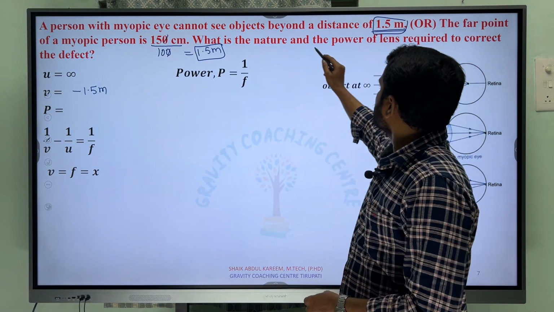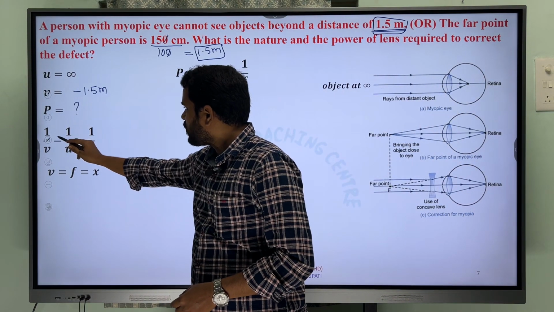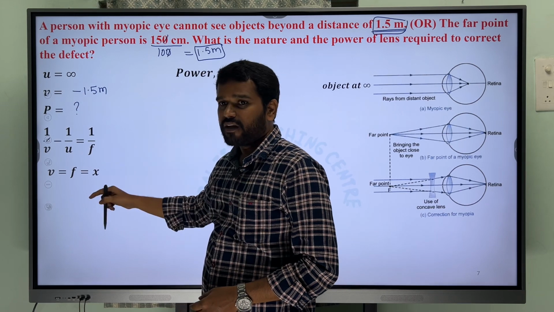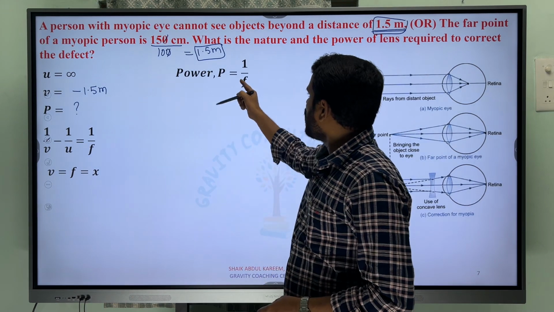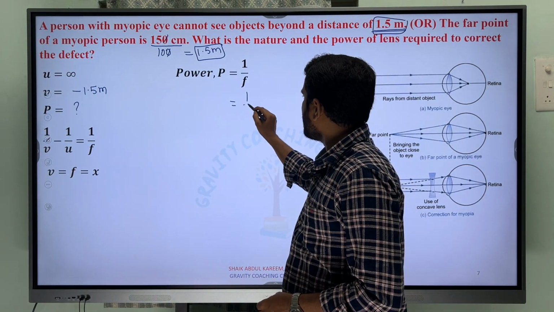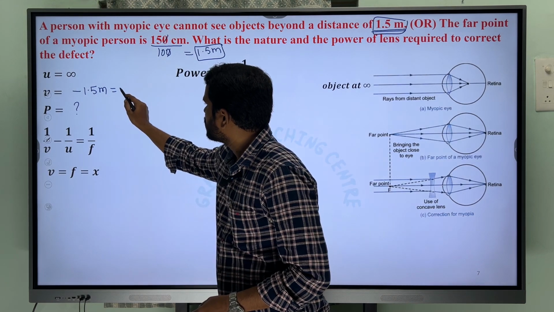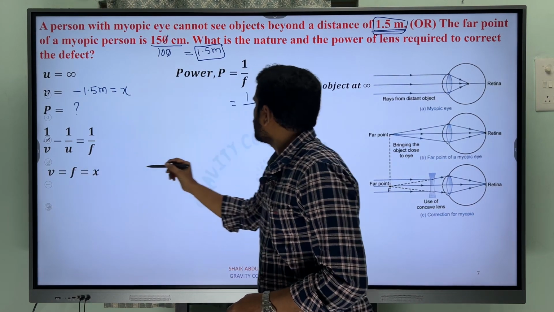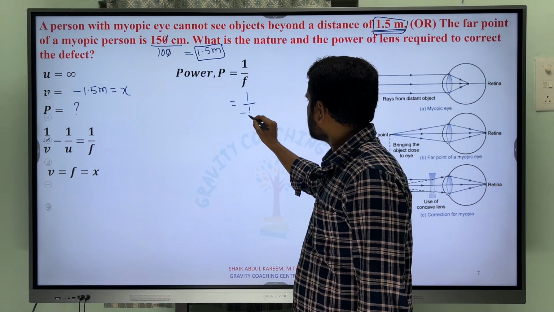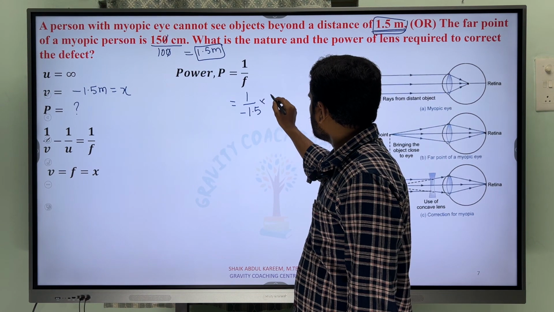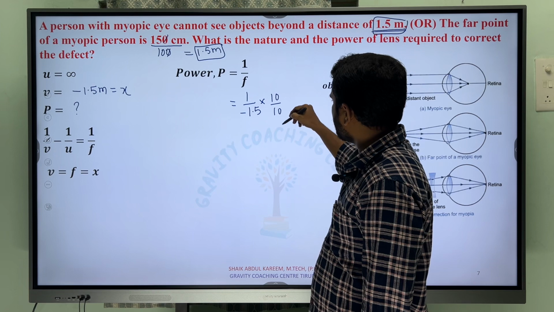Now he is asked the nature and power of the lens. Power. So the formula is 1 by V minus 1 by U equal to 1 by F. In the previous case we have seen V equal to F equal to x. Now power is 1 by F, which is 1 by x. Here x is nothing but this one. So let us substitute: 1 by F is equal to minus 1 by 1.5. To remove this decimal, we will multiply and divide with 10.